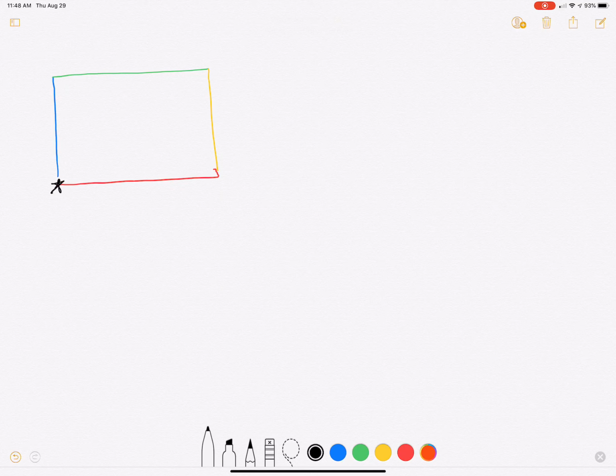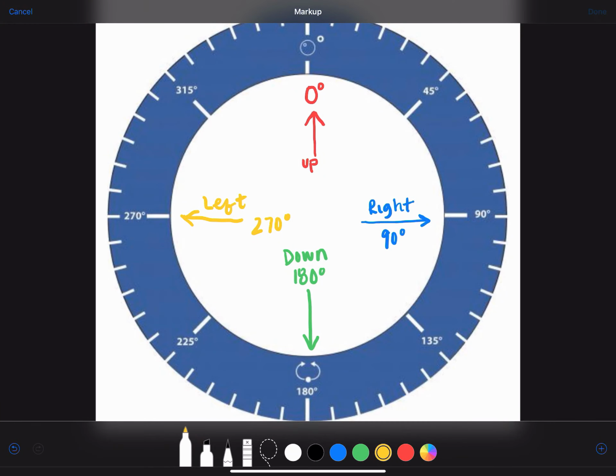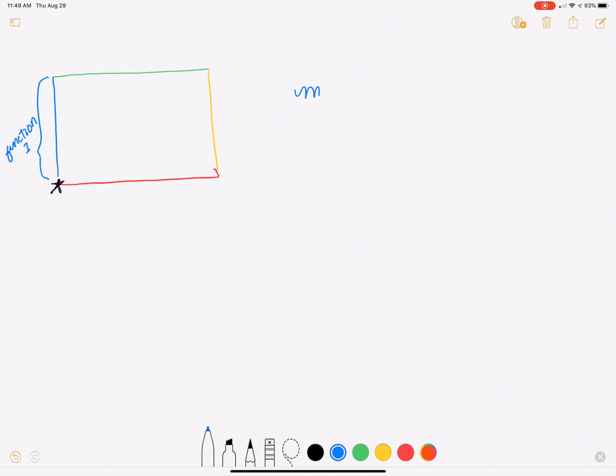Okay, so now looking at where we're starting, which is the blue line right here, this is going to be function number 1. And so we look at this and we're like, okay, which way do we need to go in order to get to that green line? Well, if we look back at our protractor, we need to move 0 degrees, which is up. So let's just write that down real fast.